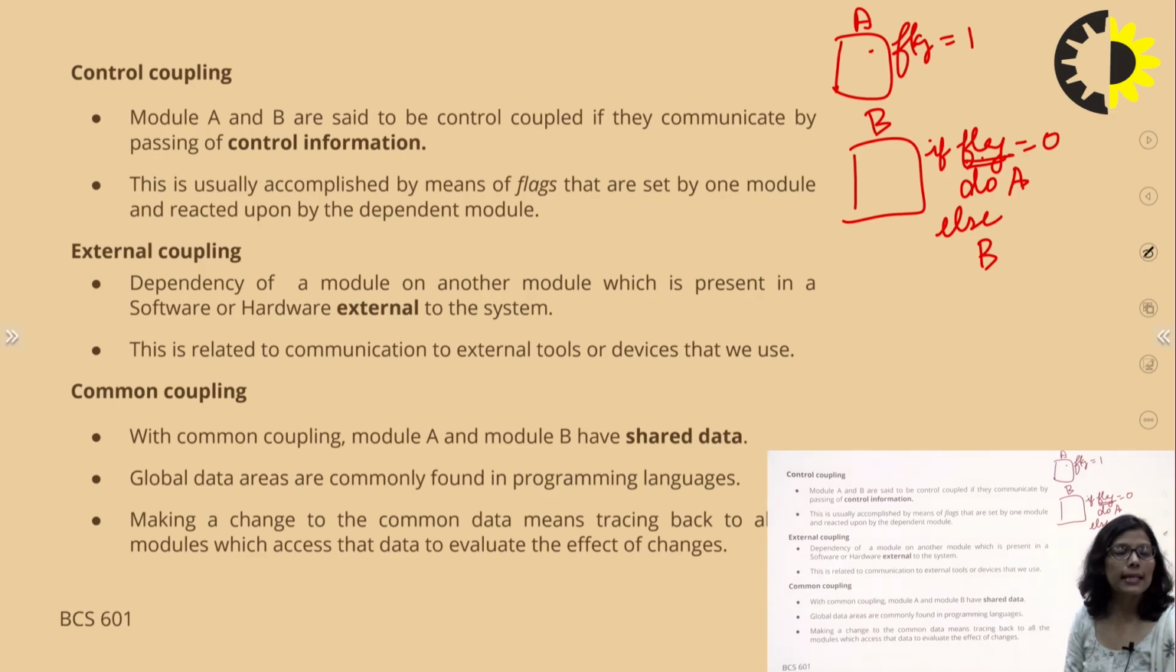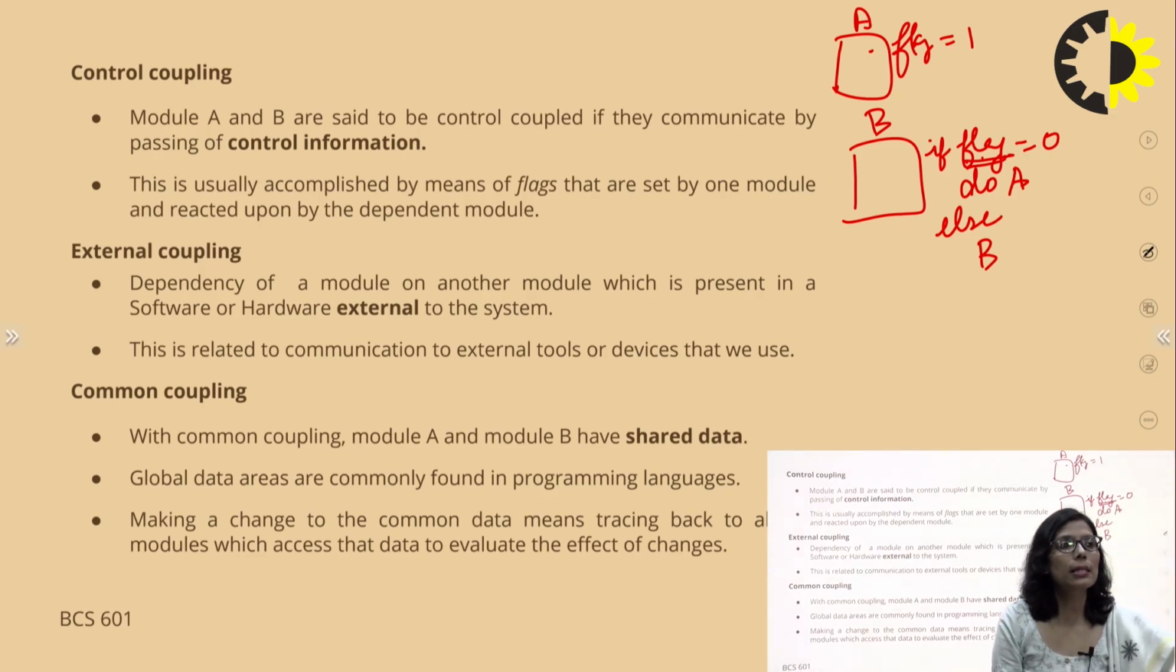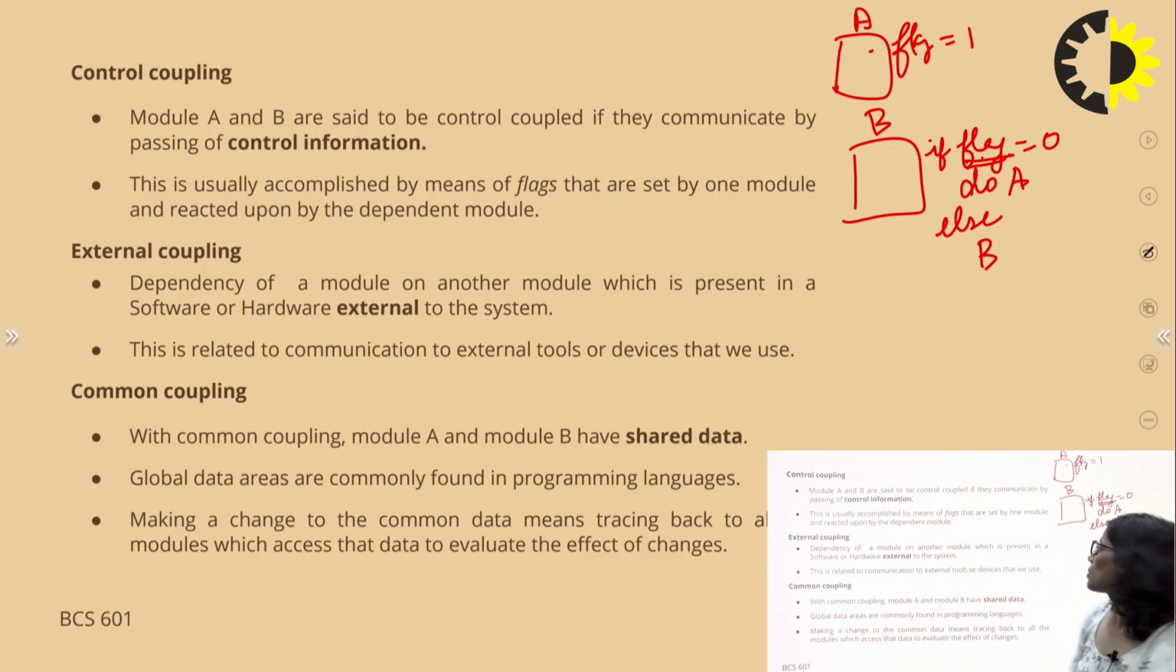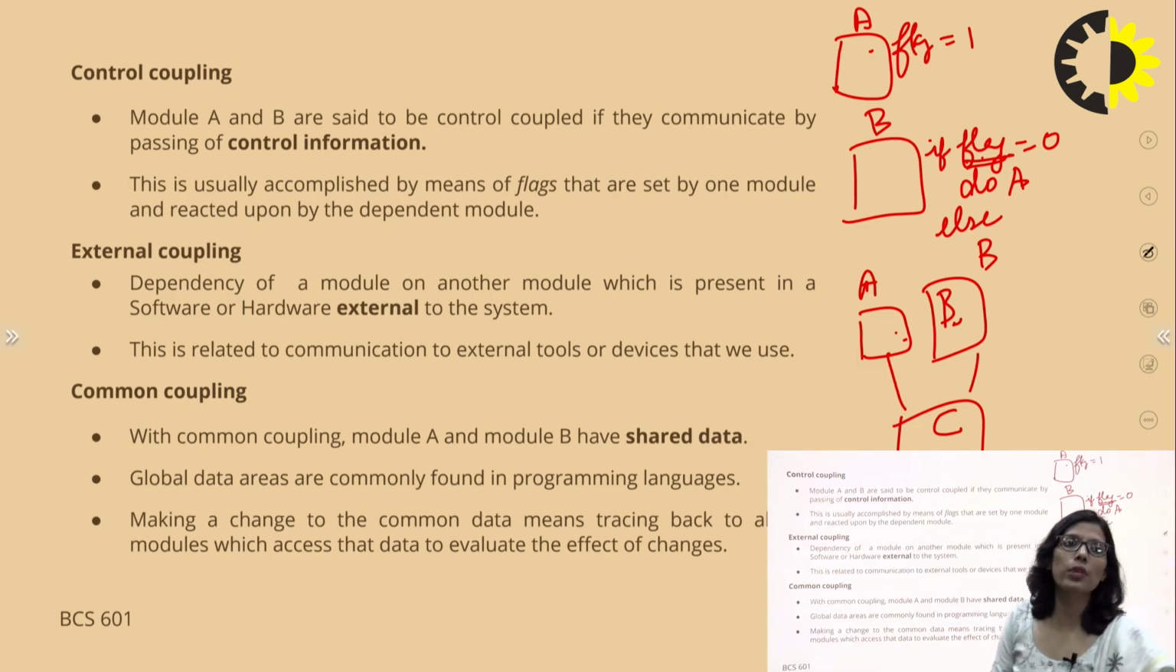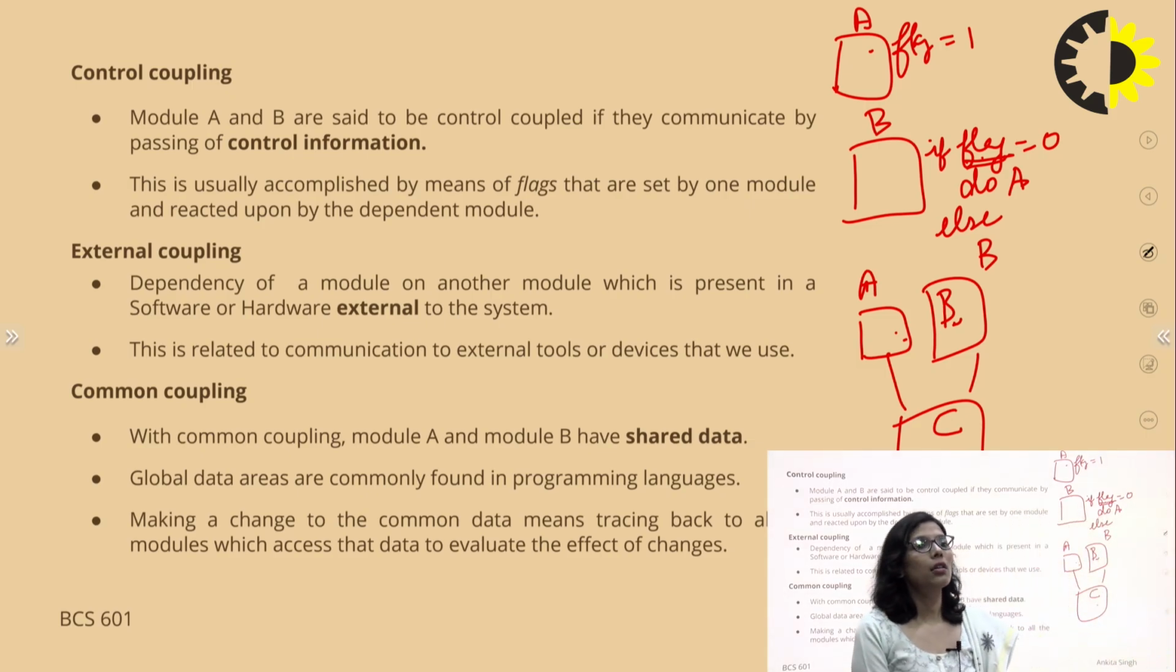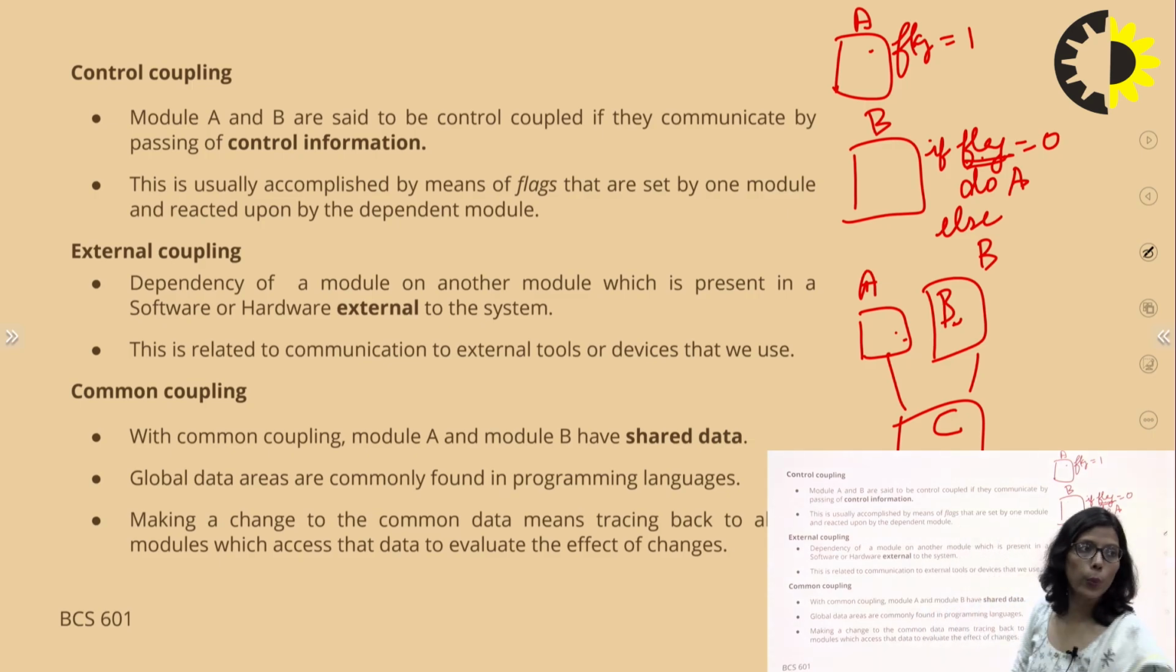External coupling says dependency of a module on another system which is external to the system. Suppose I have these two modules A and B, they are connected with a third external module C. So, this module is common to these two, right? So, we can see that A and B are externally coupled because they are commonly using an external software or you can say module.